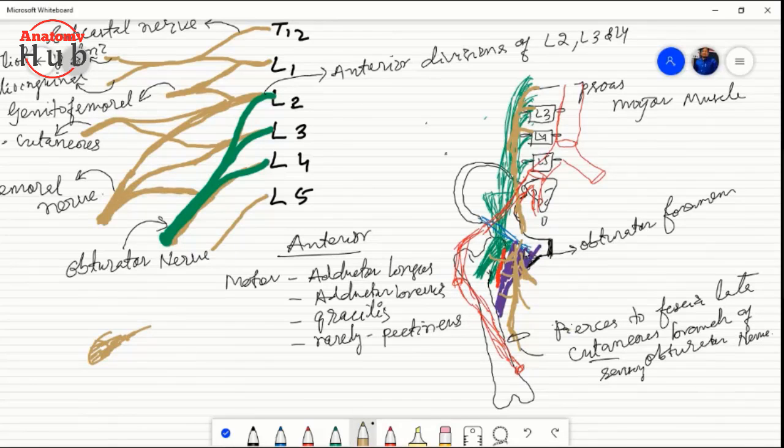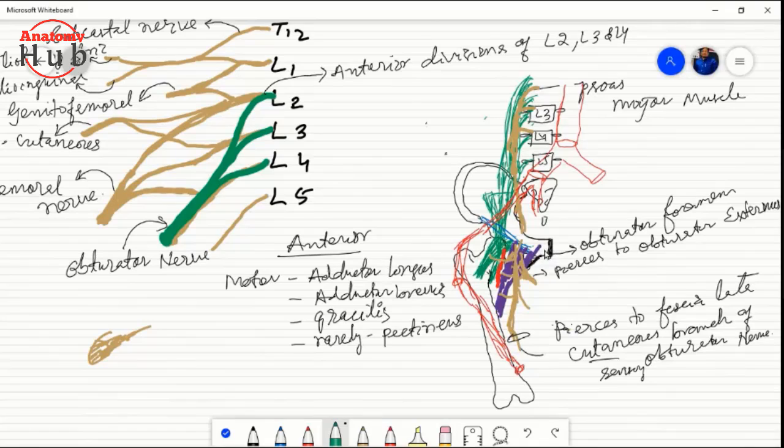So this posterior division pierces the obturator externus muscle, then it travels anterior to your adductor magnus muscle. Where is the adductor magnus? Here you will find the adductor magnus.